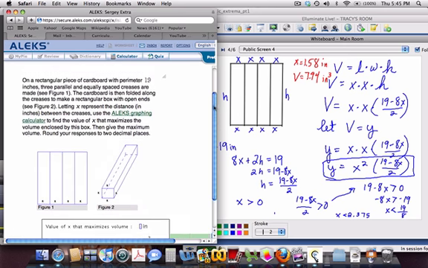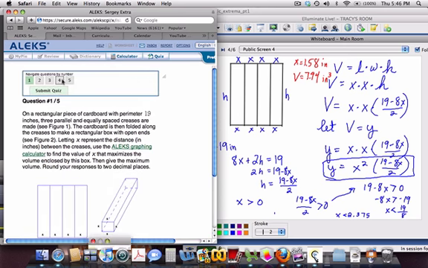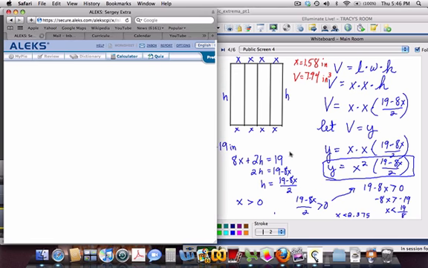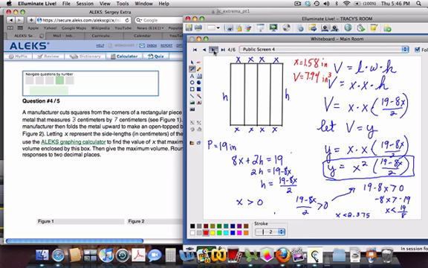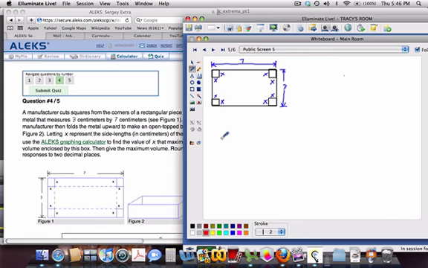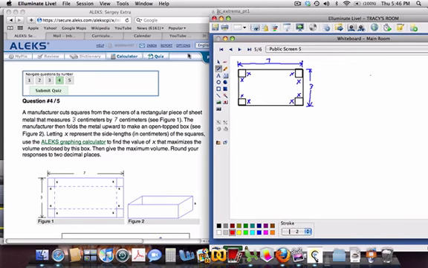Now let's look at a couple of different variations. Well, one more particularly, and then we'll look at a third briefly. Okay, so for this problem, they're telling us that the manufacturer cuts squares from the corners of a rectangular piece of sheet metal that measures 3 centimeters by 7 centimeters. So 3 by 7.